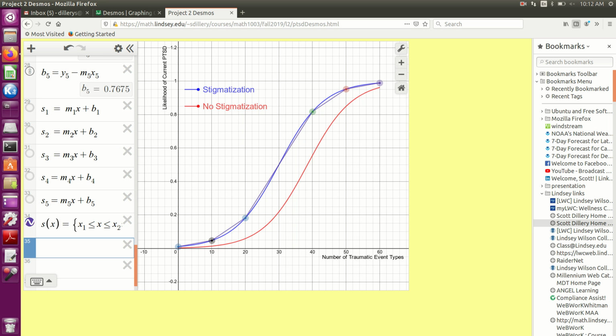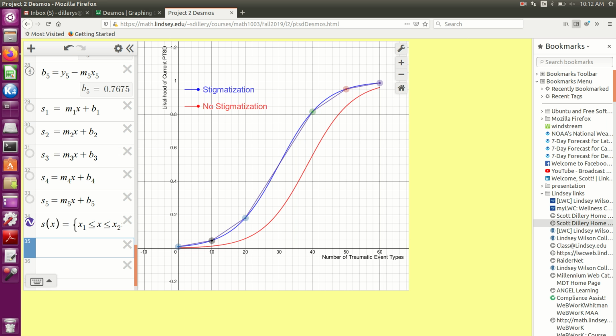Looks pretty good. I think you could argue that maybe that gap in there and that gap in there are kind of big. Maybe it would be worth putting another point here to make those look closer together. But that's the idea. And then again, I can evaluate these straight line functions very simply.